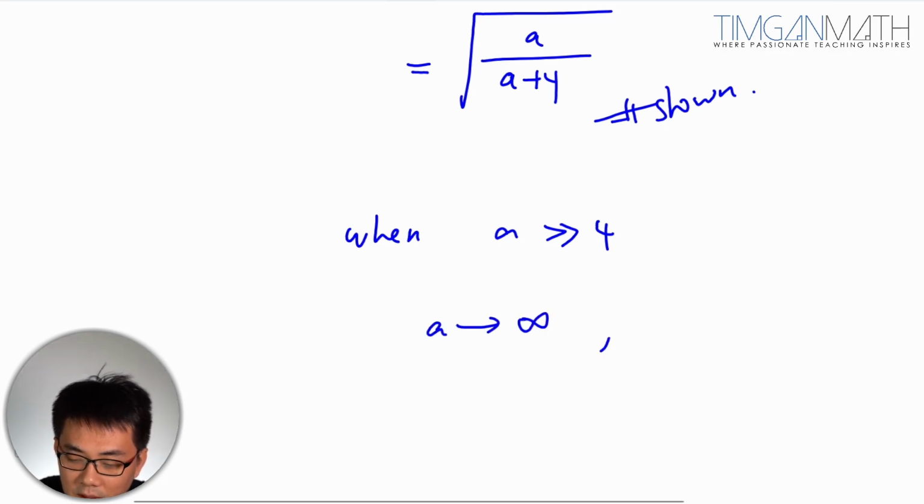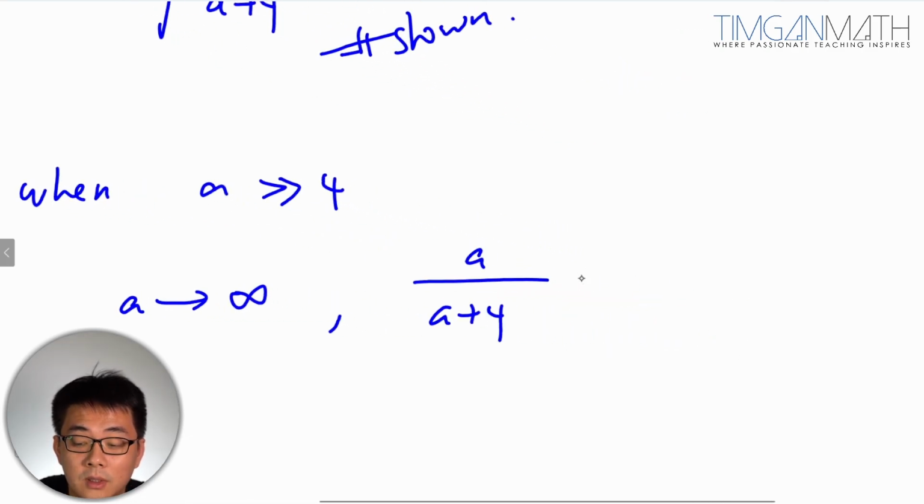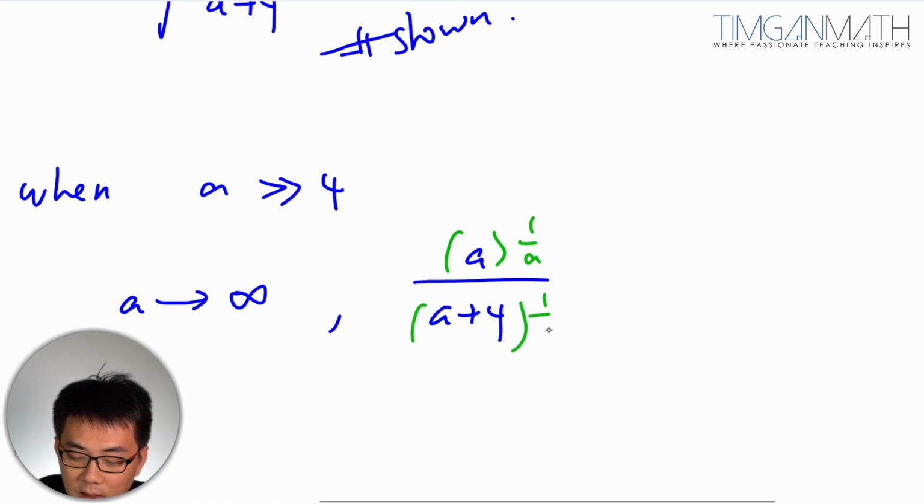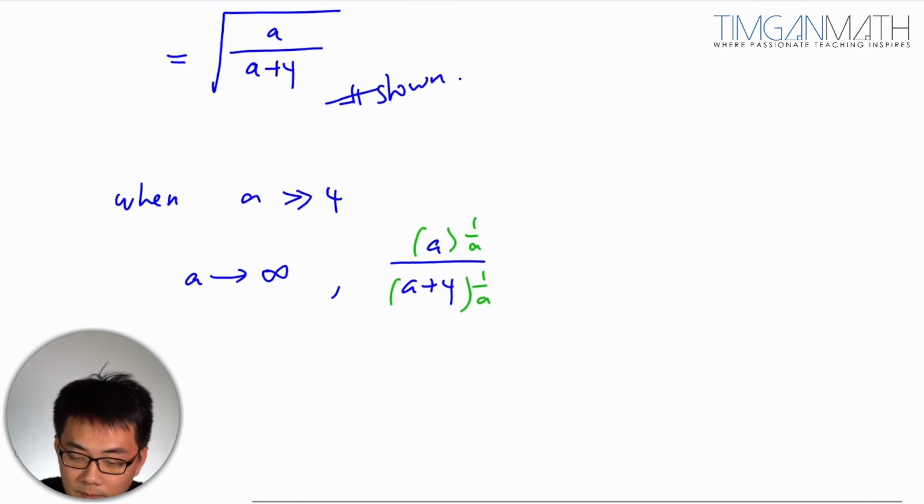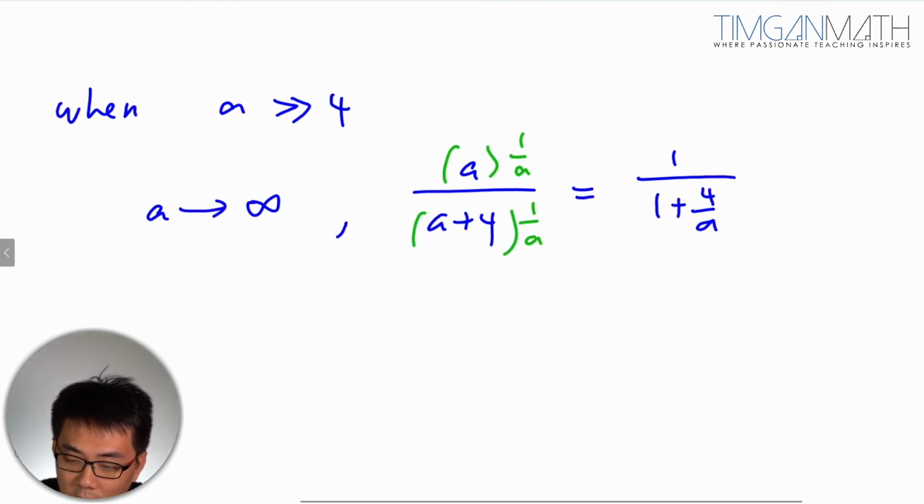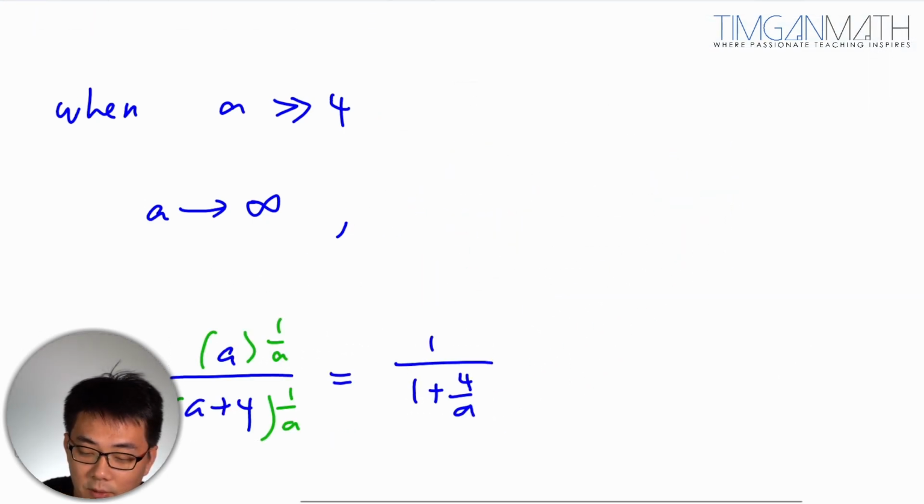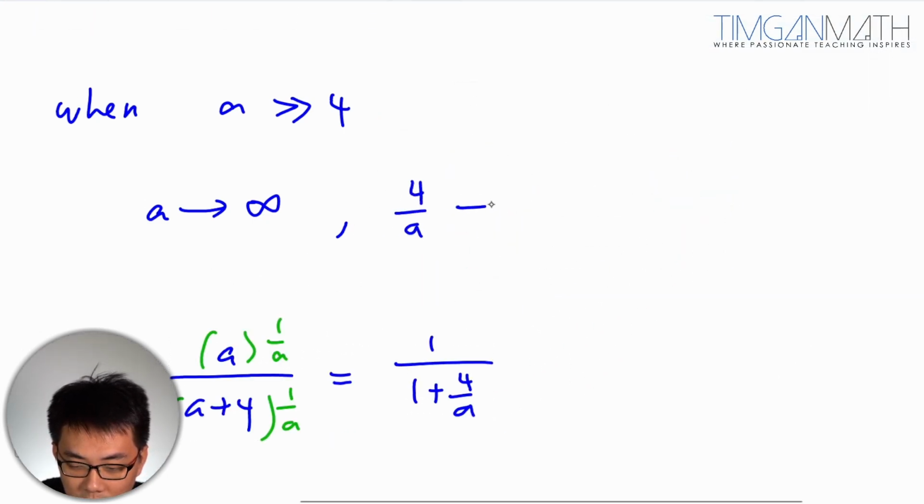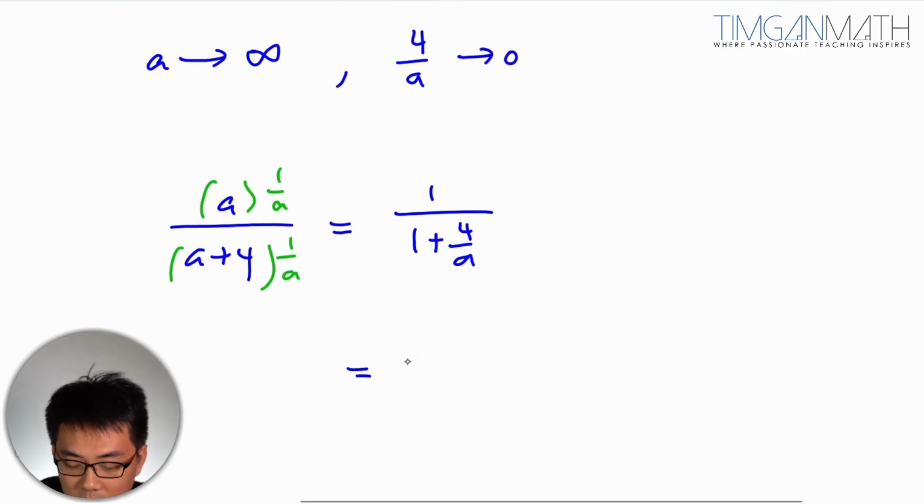So when a tends to infinity, a over a plus 4 will just become 1. Am I right? Maybe I should just multiply this with 1 over a, or you can just do long division. Anyway, this would just be 1 over 1 plus 4 over a. When a goes to infinity, we've done this many times in class, so just make sure you know where you're looking for this information. So 4 over a goes to 0, so this case here will just be 1.